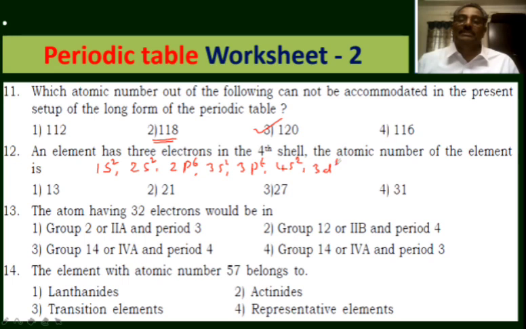4s2, 3d10. Next electron goes to 4p. There should be 3 electrons in the fourth shell. Already 2 electrons are written in 4s, so 4p has 1 electron only. What is the total number of electrons here? 2 plus 2 plus 6, these are 10 electrons. 3s2, 3p6, 4s2, 10 electrons. 10 plus 10 plus 10, 30. 30 plus 1, 31 electrons. That means the atomic number of that element will be 31. So the fourth option is the right option here.